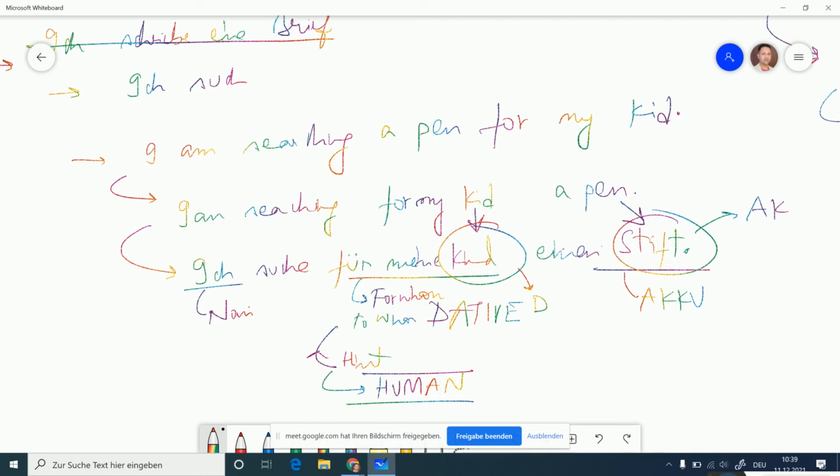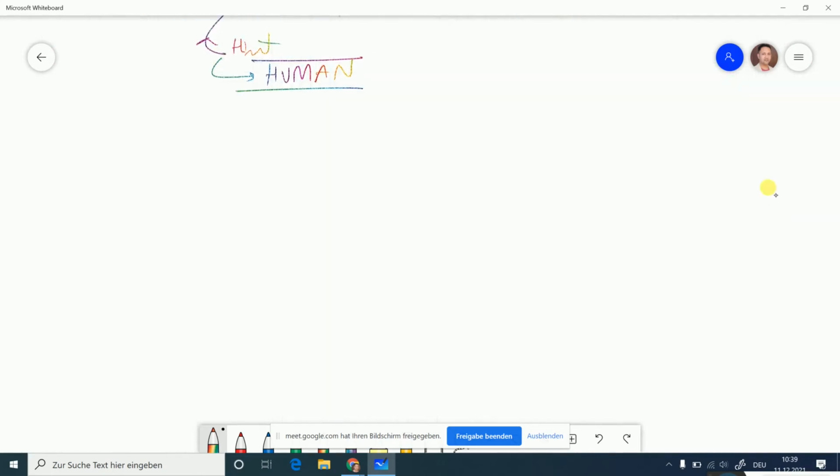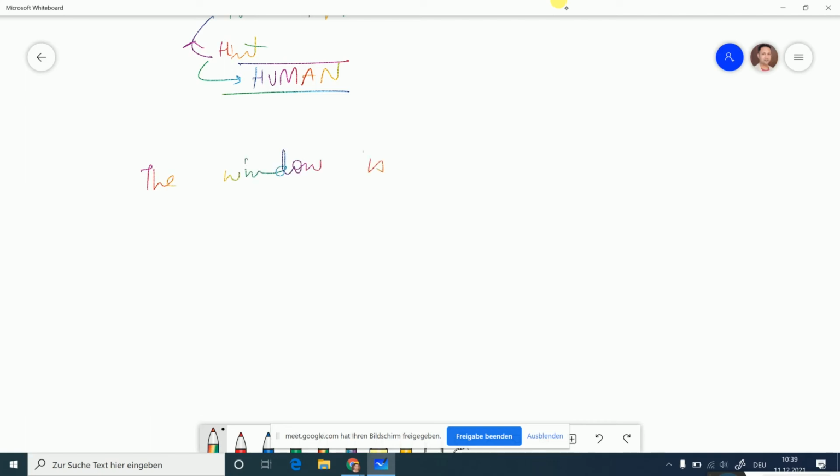Okay, so this was all. Do I have any other example? Just let me check my copy. Okay, I have one or two more examples. Let's say the window is open. So it will be: das Fenster ist geöffnet.